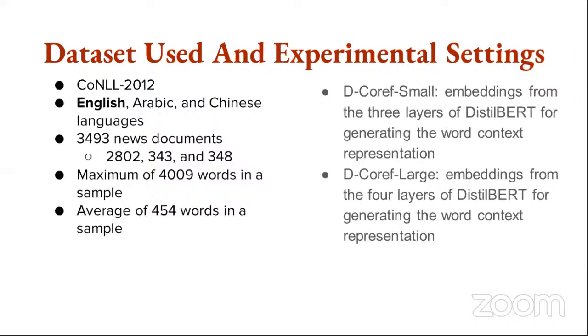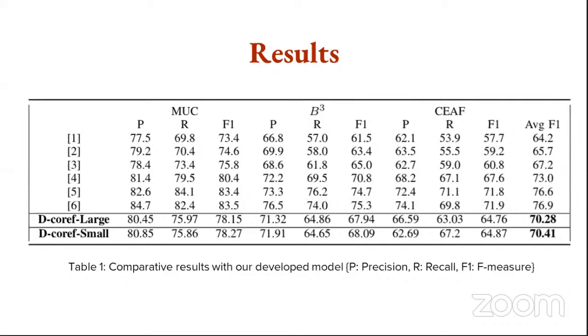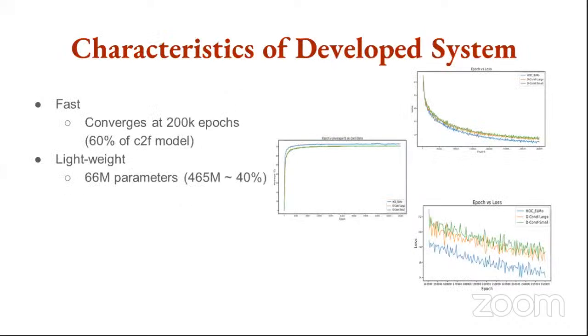We have used datasets like the CoNLL 2012 dataset, which covers three languages: English, Arabic, and Chinese. This is what we have developed: D-Corep small and D-Corep large. You can see our results: we are getting a 70.41 average F1 score. But the advantage is that this is much faster compared to the original end-to-end co-reference resolution model. If you see the convergence curves, our system converges 60% faster compared to the C2F model, which is the end-to-end co-reference resolution model. It is also lightweight: there are only 66 million parameters, where the original system has 465 million parameters.